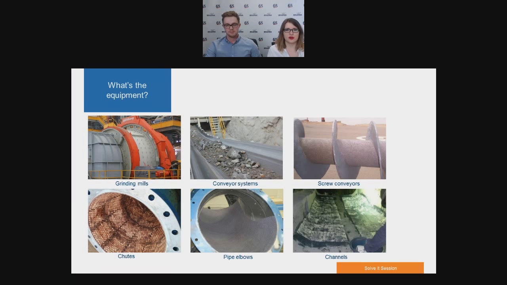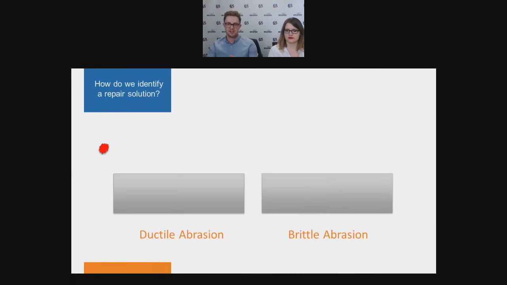So if we're looking at the solutions that are available, we've seen how many different types of equipment there are, but you can generally break down abrasion into two types. Selection of the correct repair product is dependent on this type, specifically the angle at which the wearing material is impacting the substrate. This can be defined as your angle of incidence. The different mechanisms of abrasion are divided into either a brittle or a ductile type behavior, as you can see on the screen at the moment.